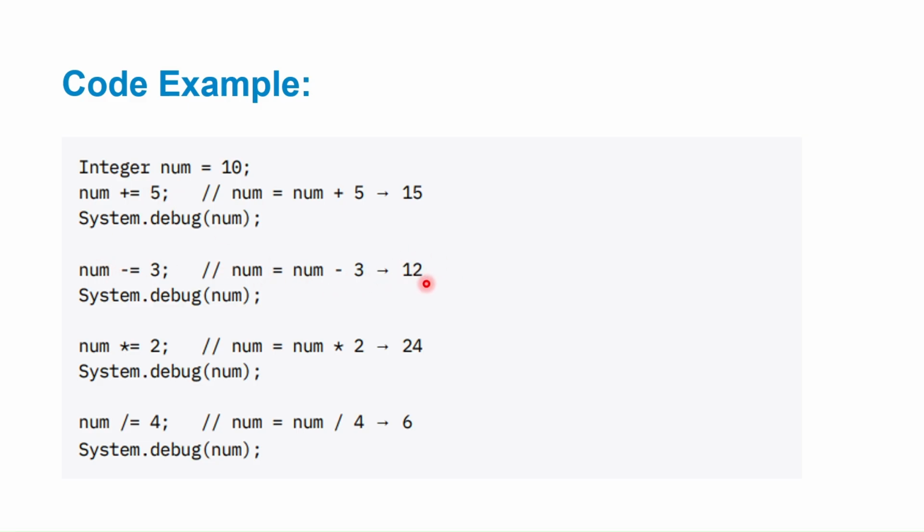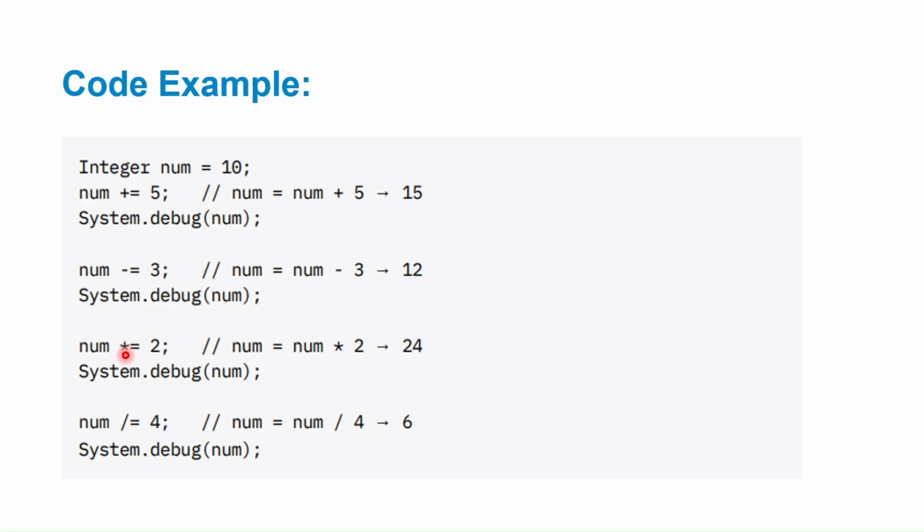So instead of writing this syntax, we can simply use the subtract and assign operator and do the operation. Instead of writing this long code, num -= 3. That means num minus 3, meaning 15 minus 3, and whatever answer comes, 12, is assigned to num. So if we print this, 12 will be printed.